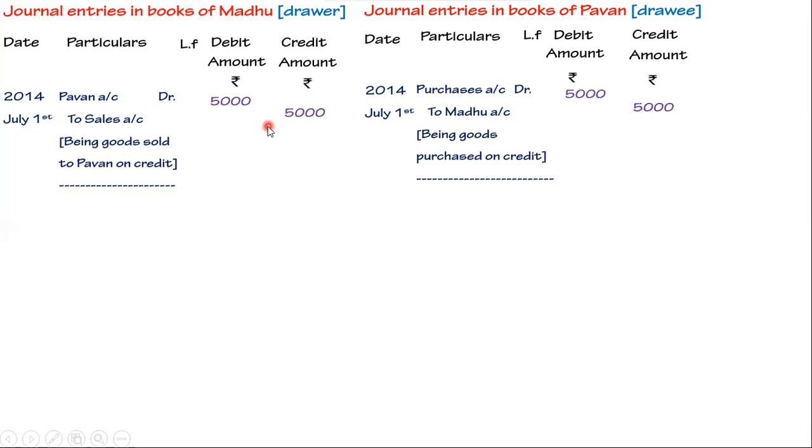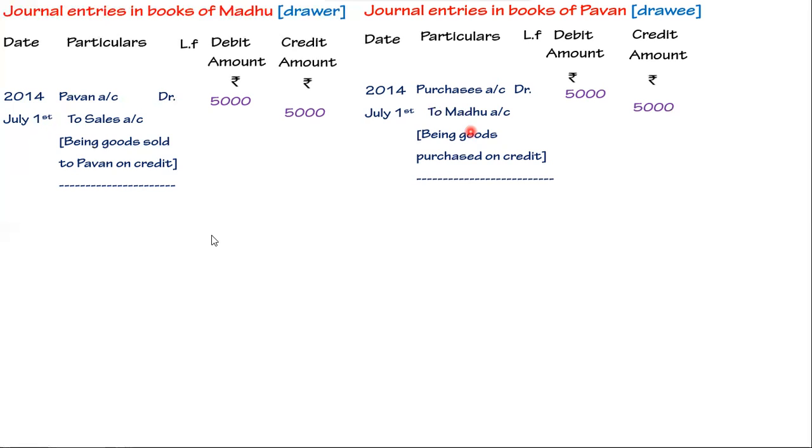So the journal entry on 2014 July 1st in books of seller Madhu is Pawan account debit 5000 to sales account 5000, and the narration is being goods sold to Pawan on credit. Whereas the journal entry in books of buyer Pawan on the day 2014 July 1st is purchases account debit 5000 to Madhu account 5000, and the narration is being goods purchased on credit. So as he has sold the goods, it is an income, it will be credited as to sales. As he has purchased the goods, it is an expenditure, it will be debited as purchases account debit. He has sold the goods to Pawan, so he'll be writing the name of Pawan. He has purchased the goods from Madhu, so he'll be writing the name of Madhu.